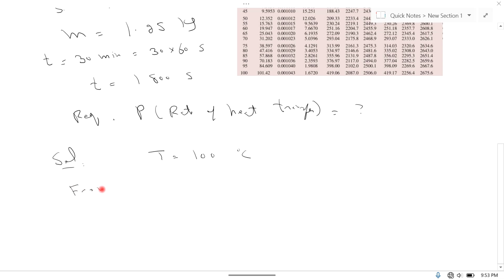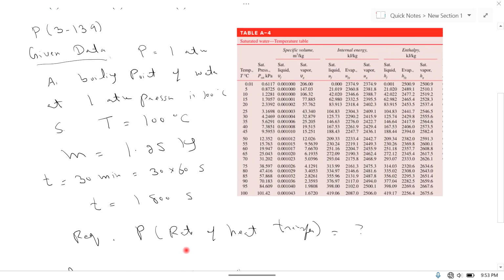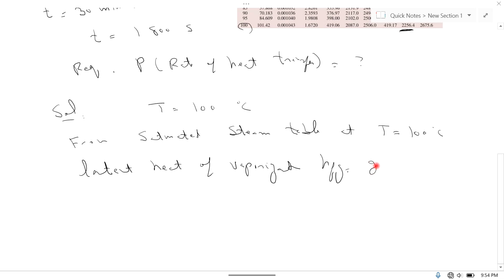So from the saturated steam table at temperature equal to 100 degrees centigrade, latent heat of vaporization hfg is equal to, this is the temperature column, this is 100 degrees centigrade, and this is hfg, latent heat of vaporization, which is equal to 2256.4 kilojoule per kg.